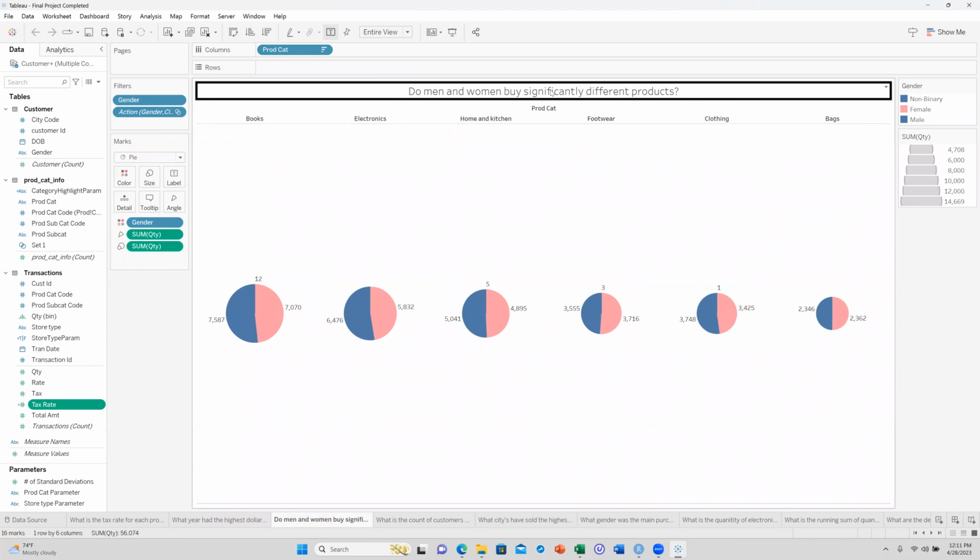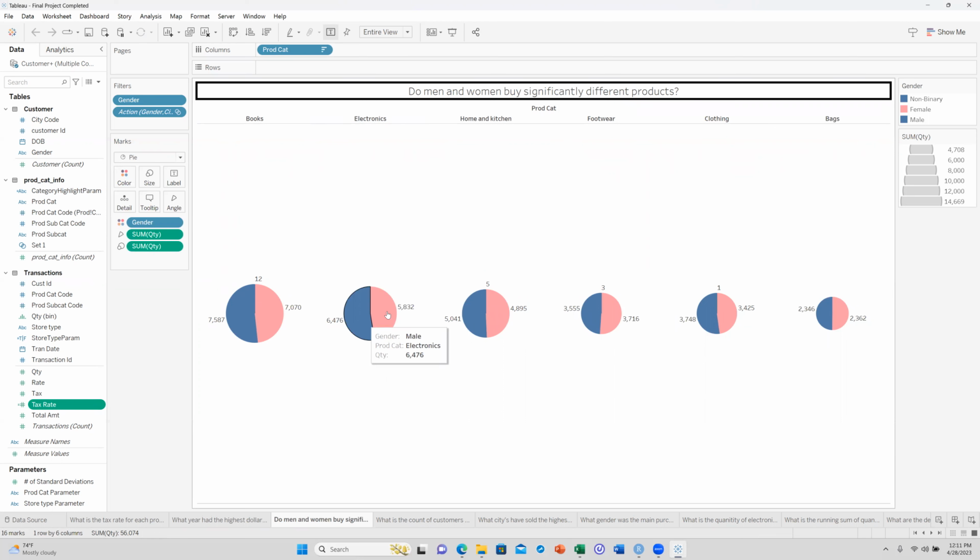So the next one was, do men and women buy significantly different products? Throughout these graphs, I do have a few gender graphs, which in my opinion show very important statistics and what we can do to improve sales and quantity within a specific city or a specific product. So here we can see that men and women have similar book sales, and non-binary, like I said, appears very rare. However, we have it right here with 12 and 5 and 3 and 1.